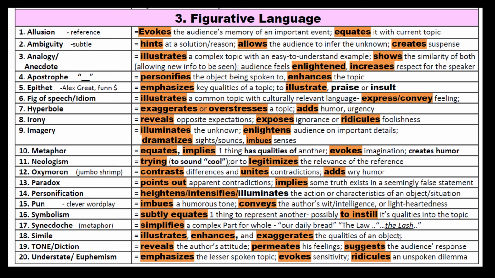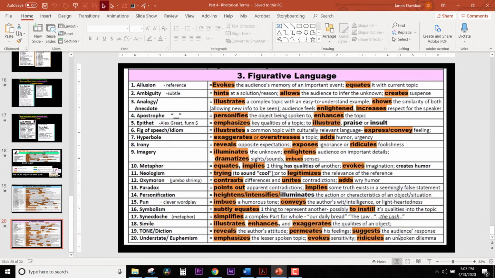We've got symbolism. I'm going to skip the rest. Simile illustrates, enhances, exaggerates a quality. And understate is the opposite of overstate, which emphasizes the lesser spoken topic, or it evokes some sensitivity. In other words, if you use an understated word or a euphemism, you're trying to lessen the emotional impact on purpose. You're trying to be a little more sensitive. All right.